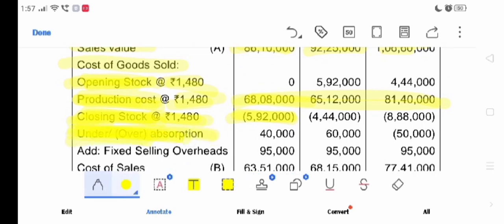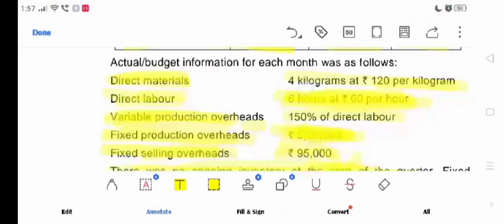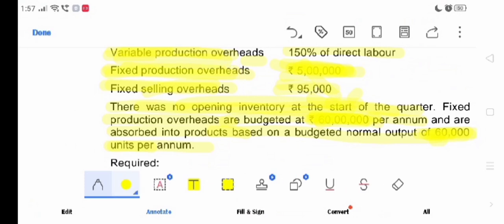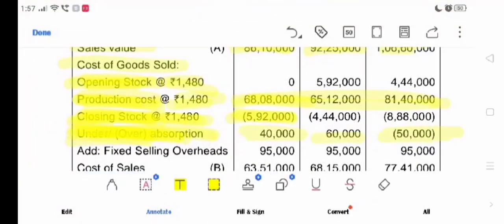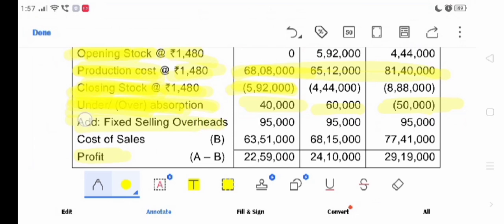So under or over absorption, that also we need to take. If it is under absorption, you please add it, and if it is over absorption, you need to deduct it. After doing all this, after fixed production overheads, there is something called fixed selling overhead. I told you that it doesn't come in cost, but after production, right? So here you also need to add fixed selling overhead, that is common for all the months. So 95, 95, 95.